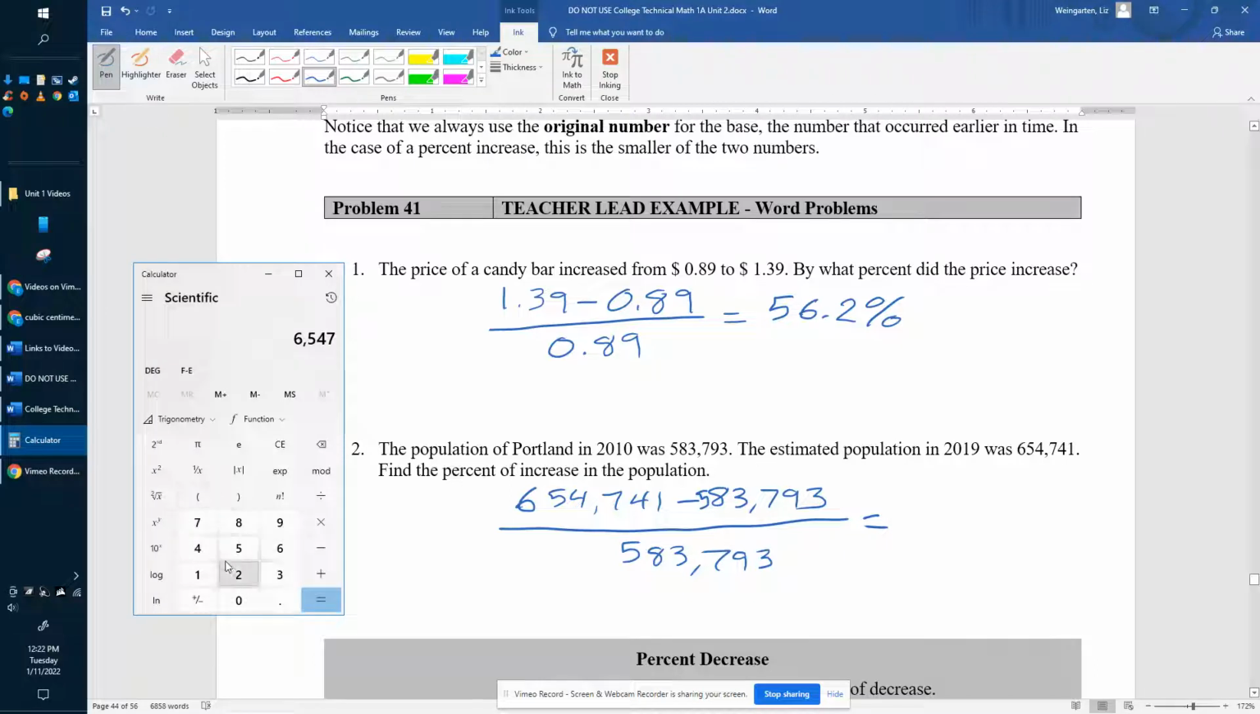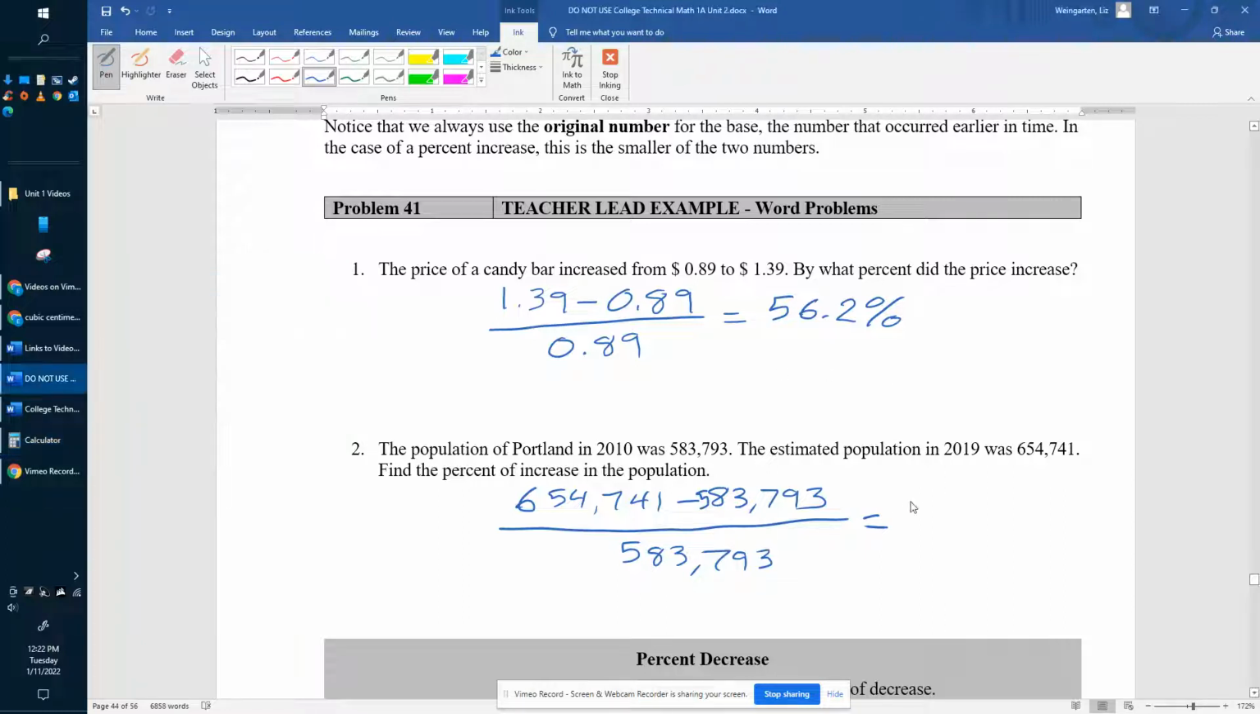654,741 minus 583,793 equals, and divided by our old, 583,793. And we get that times 100 to get our percentage, 12.15%.